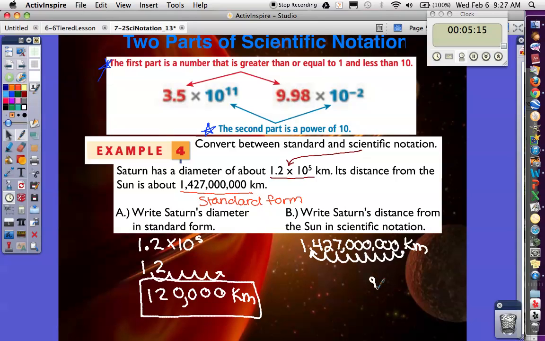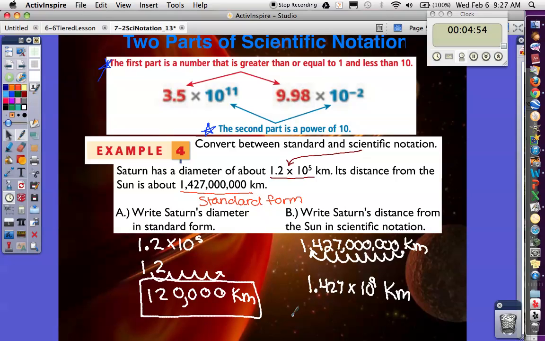That's going to help you with your exponent. You have to decide, is this going to be a positive or negative exponent? Is this a really big number or a really small number? It's really big, so your exponent will be positive. And now, if you put that decimal there, you would have 1.427 times 10 to the 9th.